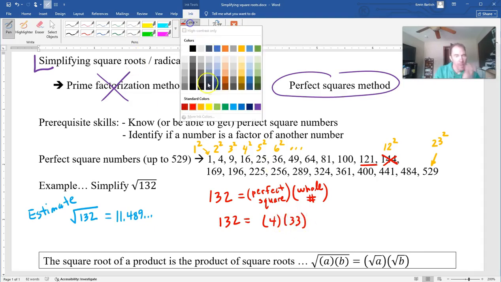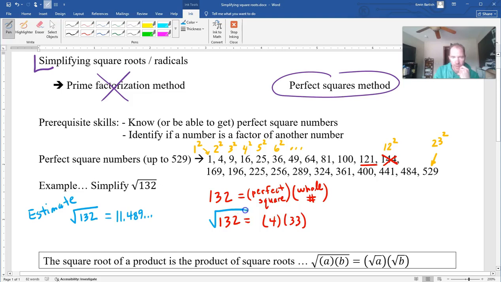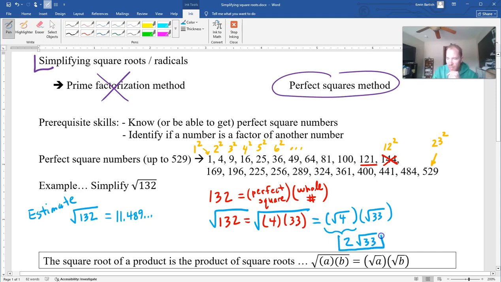And then we could say, yeah, but remember you're doing the square root. So the square root of 132 equals the square root of 4 times 33. We can use our property that says you can give each number its own square root because it's multiplication. This does not work if you're doing addition inside the square root. But the square root of 4, you can check out on the calculator. It's exactly 2. Square root of 33 doesn't work out nicely. So this is our simplified answer.